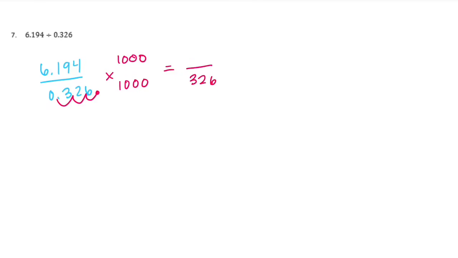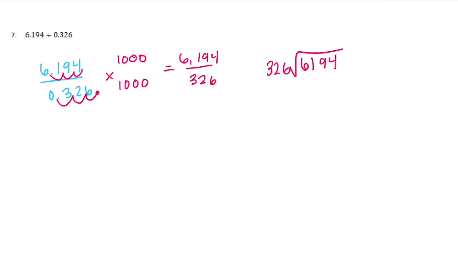And number 7, 6 and 194 thousandths divided by 326 thousandths. Okay, we need to make this a whole number divisor, which means I need to move it 3 places, or 3 powers of 10, which is 1,000. So we get 326, and this becomes, move this 3 places, 6,194. So 6,194 divided by 326.